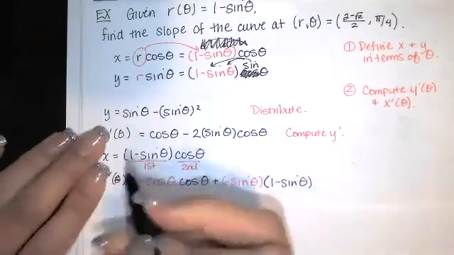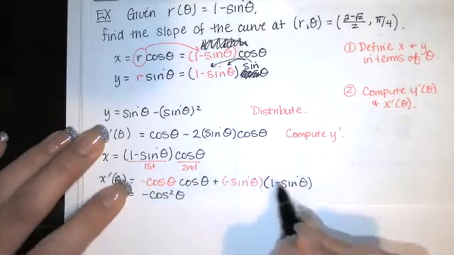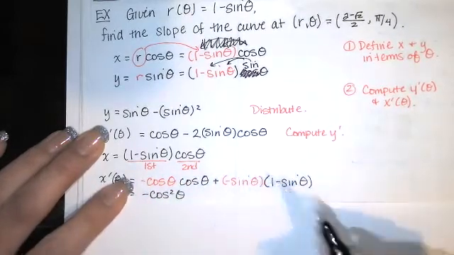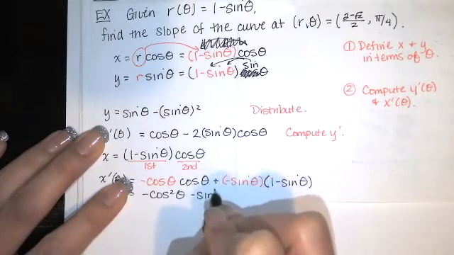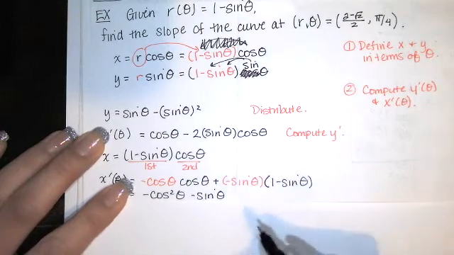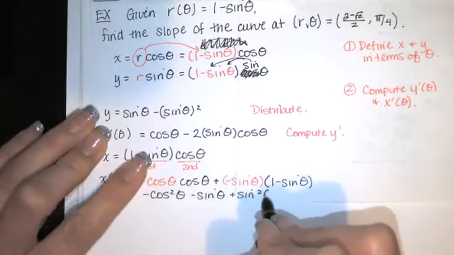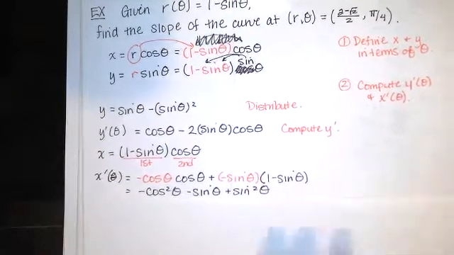And then we can simplify. We get negative cosine squared theta here, and I can distribute now. Negative sine times 1 is negative sine, don't forget your angle, and a negative times a negative is a positive sine squared. Okay, so we're here now.